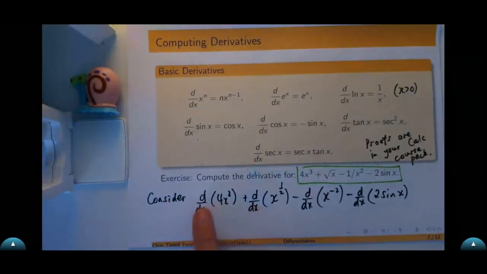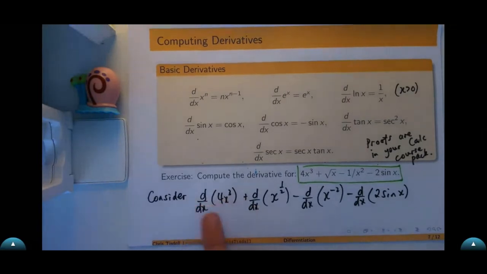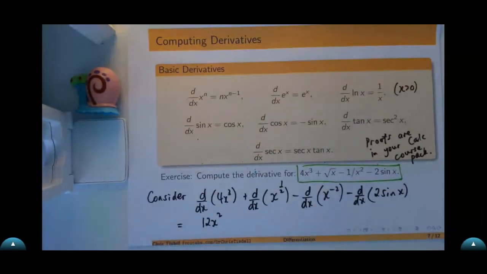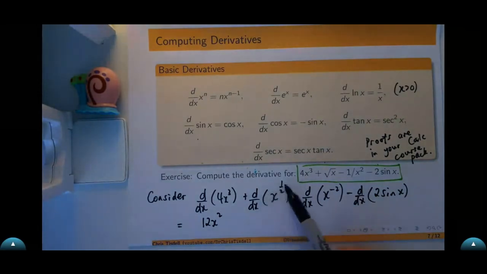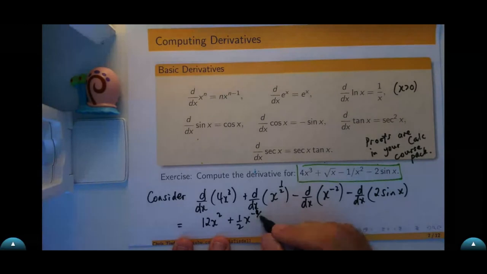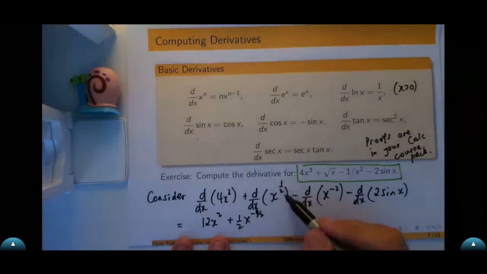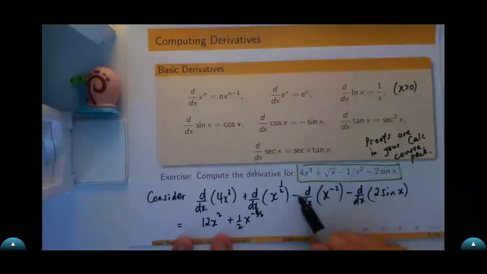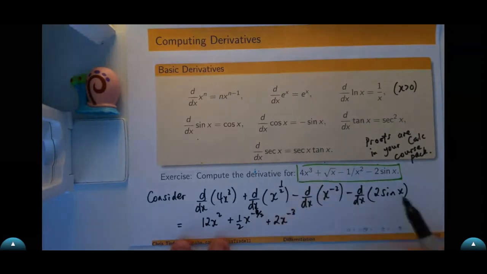If I wanted to differentiate this, it's 4 times the derivative of x cubed. So the 3 comes to the front, it multiplies with the 4, and you'll get something like that. With this one, the half comes to the front, you decrease the power by 1, so instead of having 1/2, you get -1/2. Down here, the -2 will come to the front, so you'll get +2 at the front, and you decrease the power by 1. And sine goes to cos, and you multiply by -2.